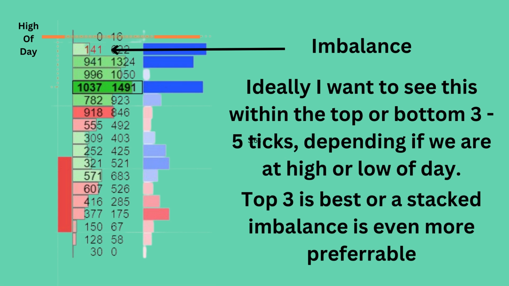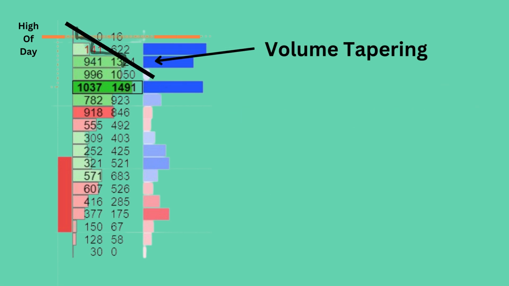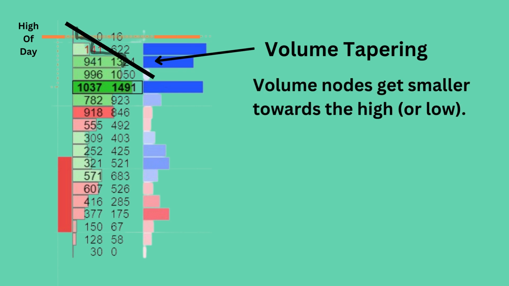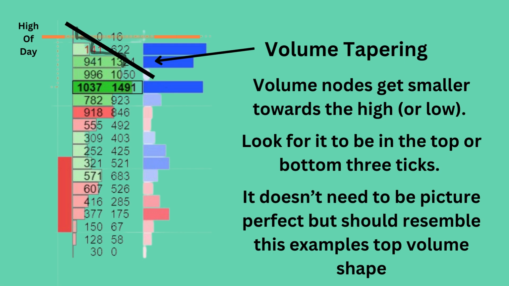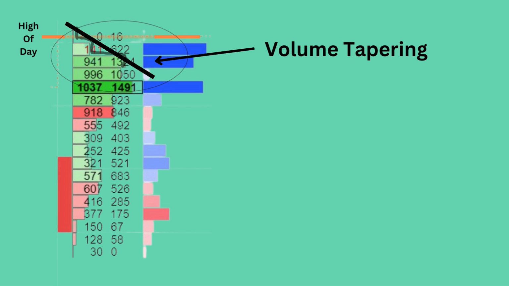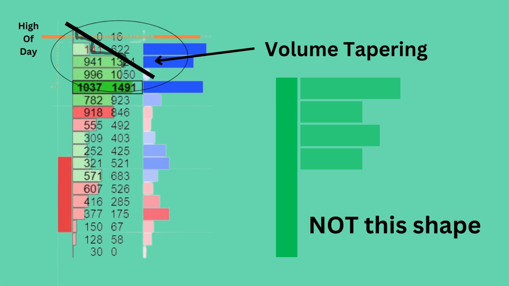The third thing is I want to see declining or tapering volume. This shows failure to accept price at that level, as there is a lack of interest in trading. This is the shape I want to see at the high of day. For low of day, it's just flipped, but I will show you an example of it further in the video. It doesn't have to be perfect like this one, but this is the most ideal, when the volume nodes are very pronounced and are very small at the price extreme and get larger with each tick on the way towards the center of the candle.